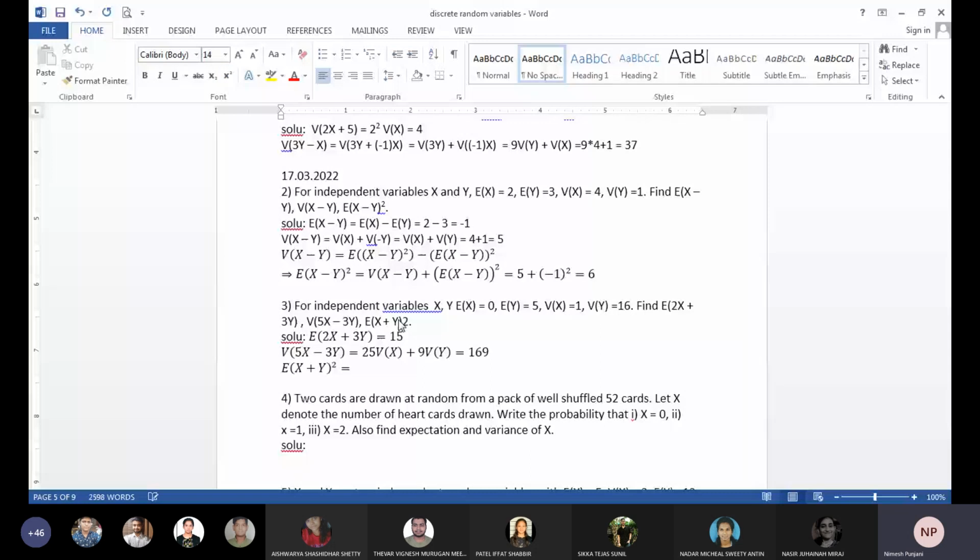Okay, make a change in the last part of the question. Instead of finding expected value of x square y square, you find out expected value of x plus y the whole square. Okay, ये find out करो. This is easy compared to expected value of x square y square.